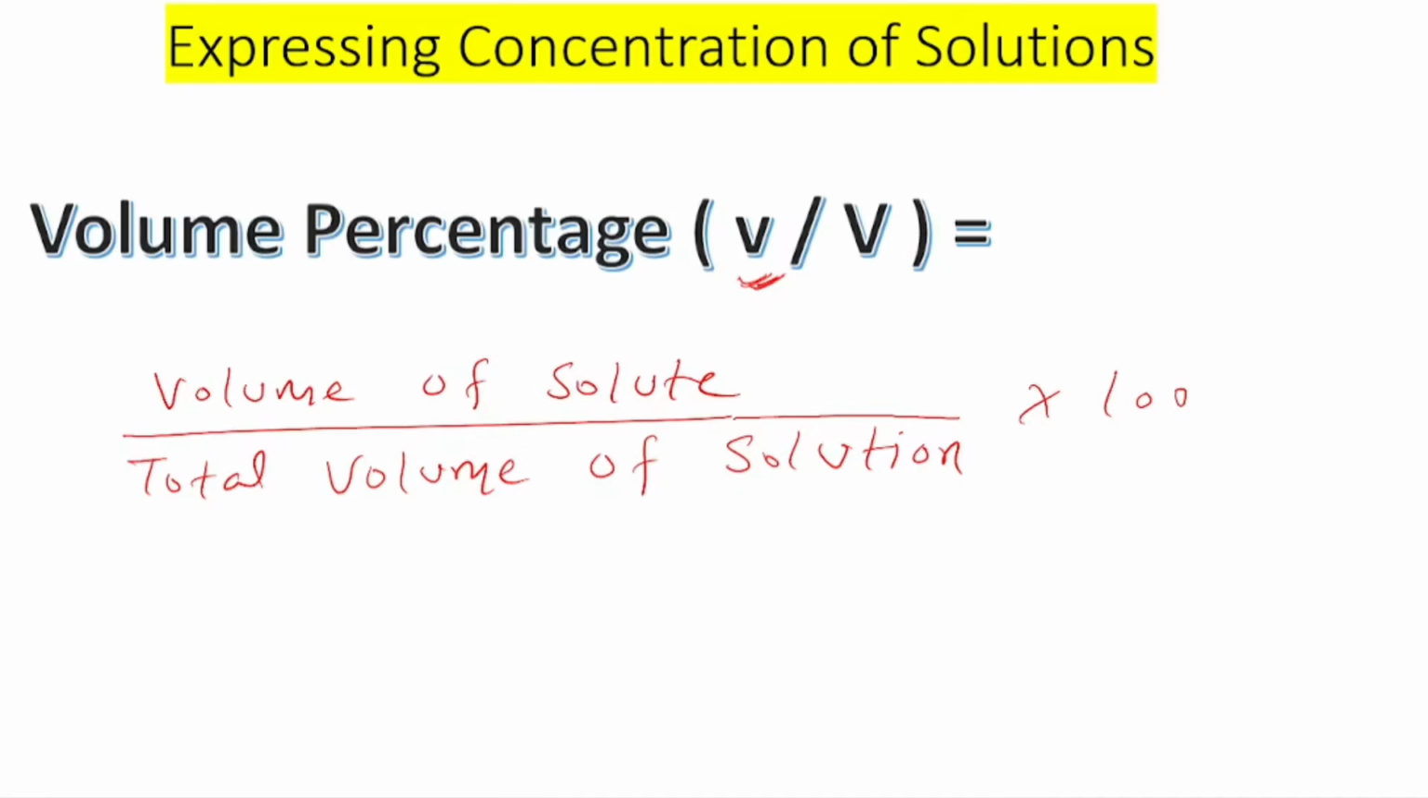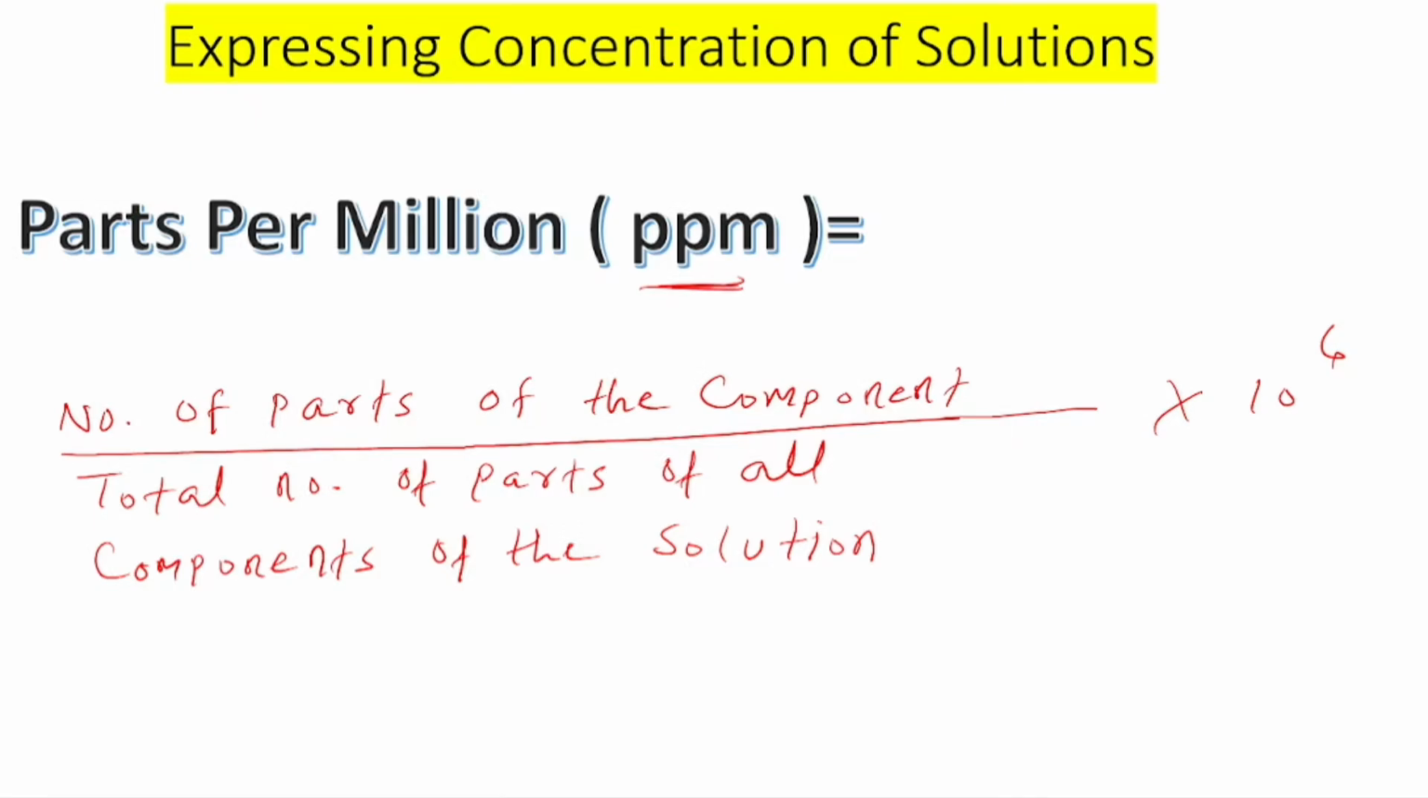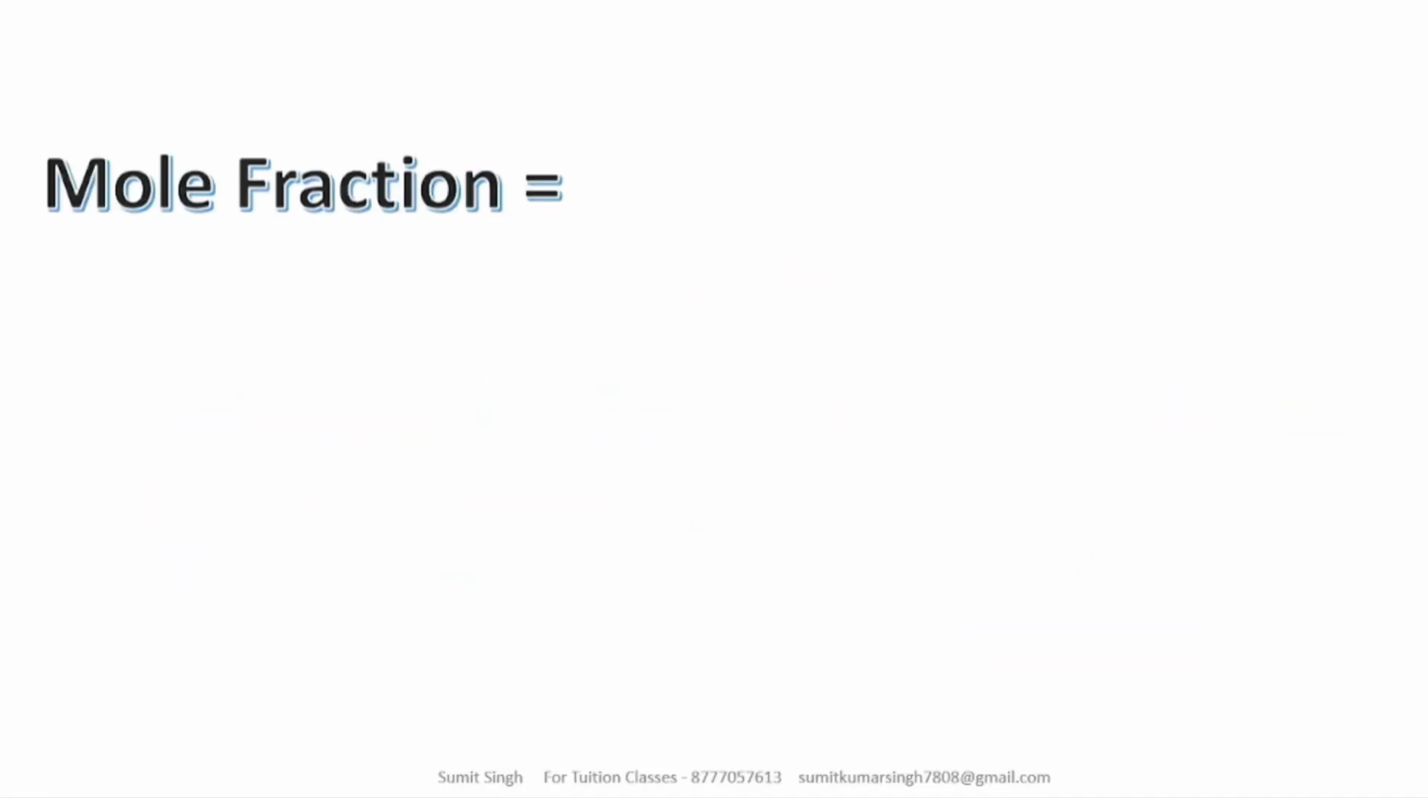Now, sometimes we express the concentration of solutions in terms of ppm. ppm basically means parts per million. We define ppm as the number of parts of the component divided by the total number of parts of all the components of the solution, times 10 to the power 6. The concentration of pollutants in water or in the atmosphere is often expressed in terms of ppm.